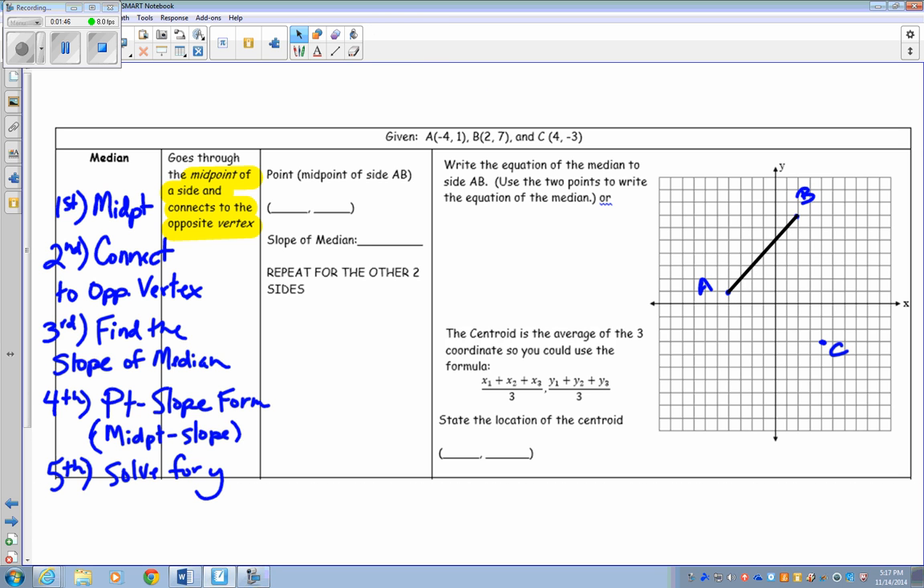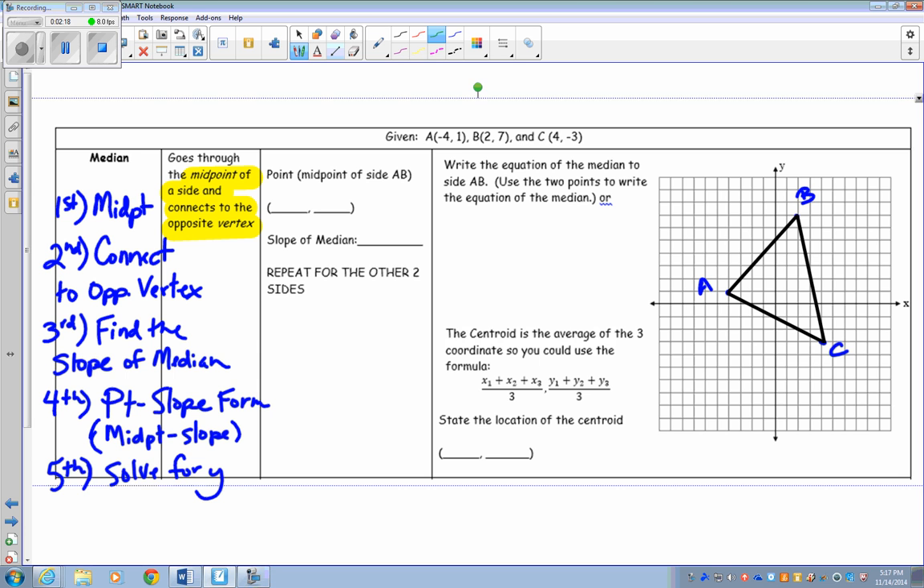Now I'm going to do a line from C to D, and C to A. Okay, since we're going to do the side AB, I can physically see that the midpoint is right here at -1, 4.